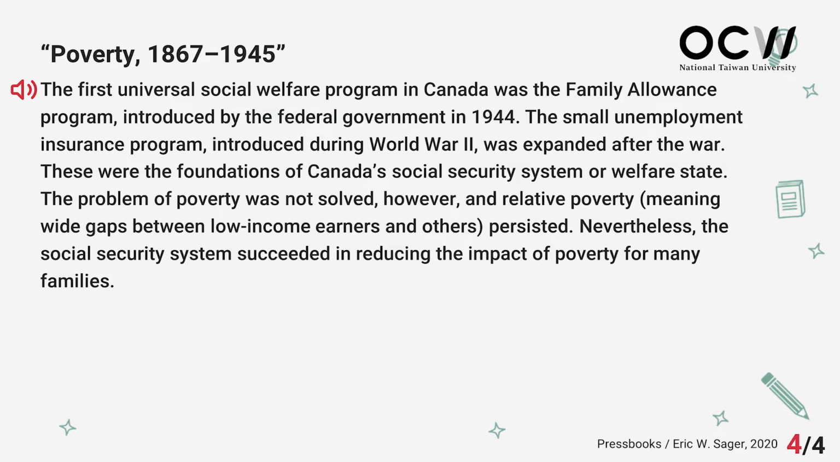The first universal social welfare program in Canada was the Family Allowance Program, introduced by the federal government in 1944. The Small Unemployment Insurance Program, introduced during World War II, was expanded after the war. These were the foundation of Canada's social security system or welfare state. The problem of poverty was not solved, however, and relative poverty, meaning wide gaps between low-income earners and others, persisted. Nevertheless, the social security system succeeded in reducing the impact of poverty for many families.